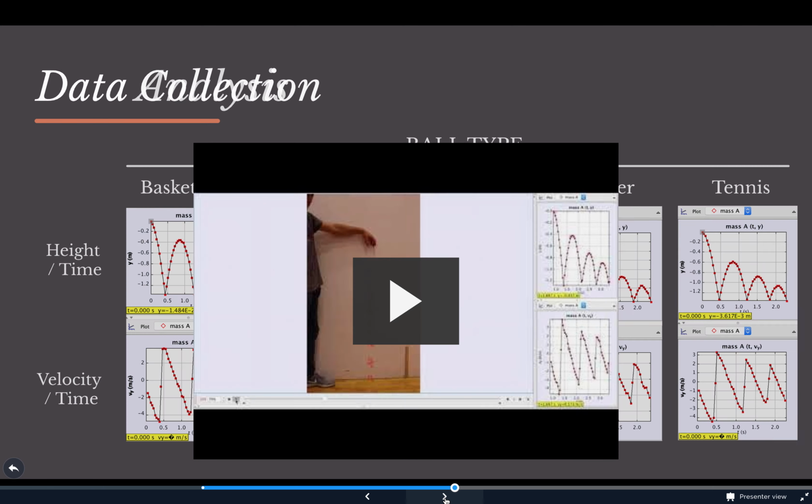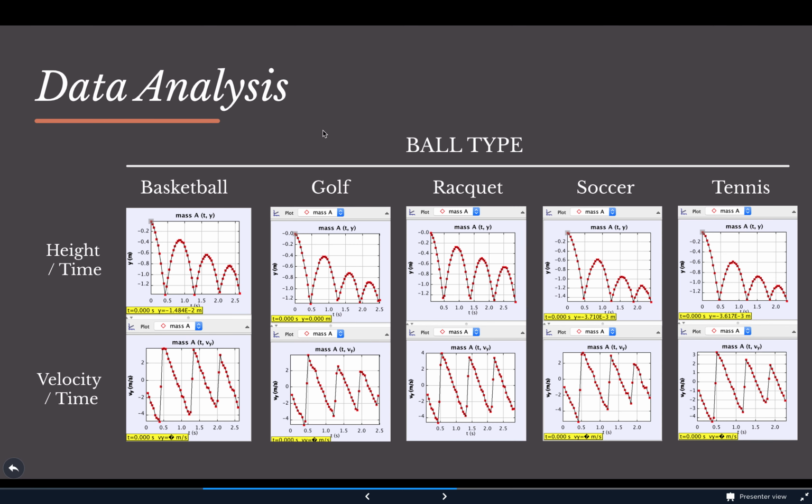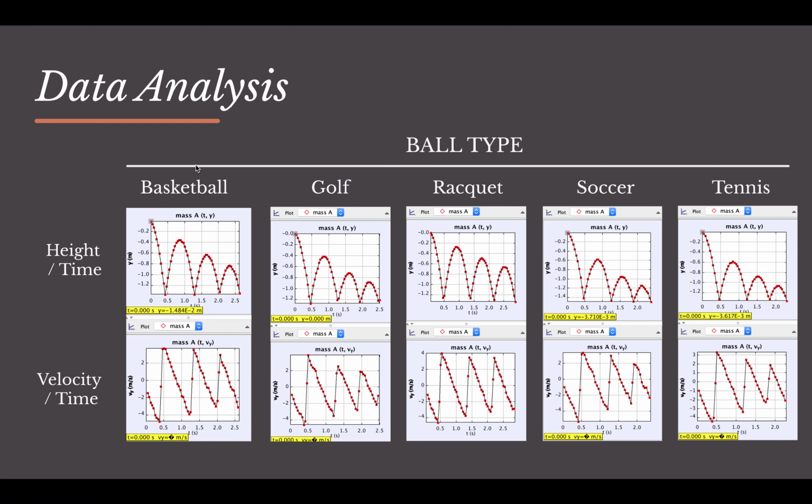By tabulating this data, you can see the differences between the different ball types. On the left we have basketball, to the right we have tennis. The height differences are noted by these apexes, whereas the velocity differences are noted by the top and the bottom on each bounce.